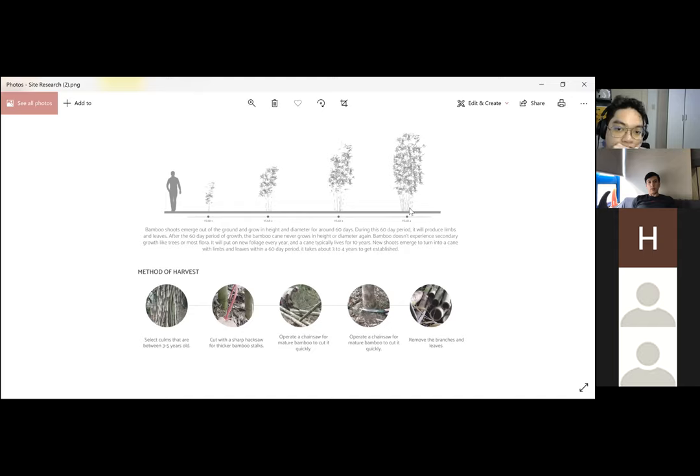So, the process po niya, basically, kung nag-grow siya, yung height niya and diameter for around 6 to 8, and during that period, nagpo-produce ng leaves, and yung mga nutrients can emerge in the new shoots within that period, and it also takes about 3 to 4 years to get it. So, yung harvesting method naman po, basically, ikakad lang naman po siya. Between 3 to 5 years to mature. And usually, ikakad po siya sa first or second node from the ground.